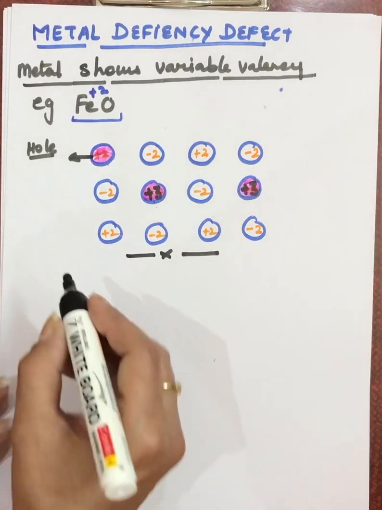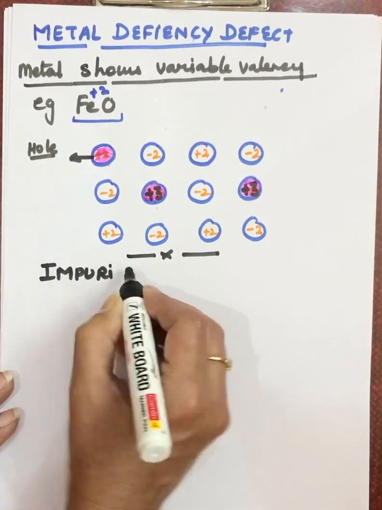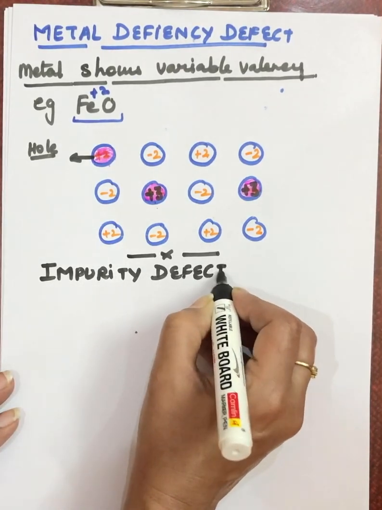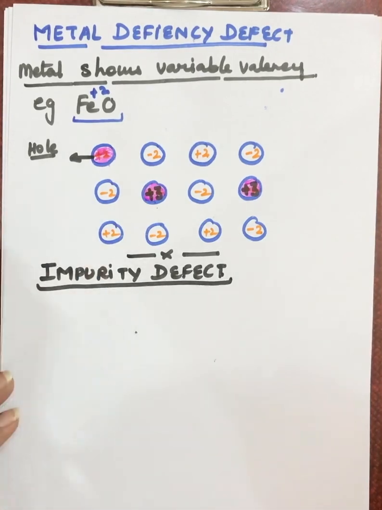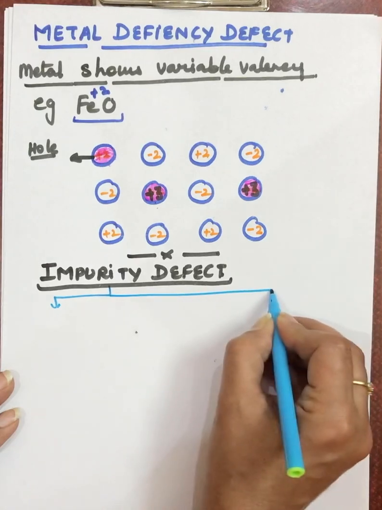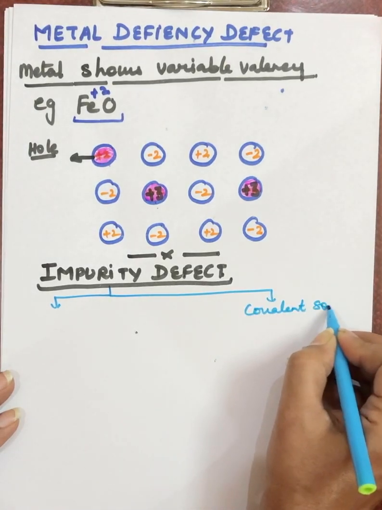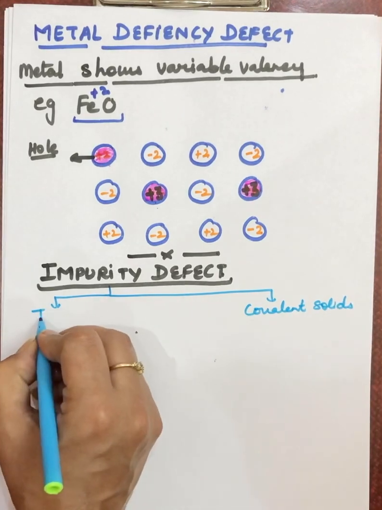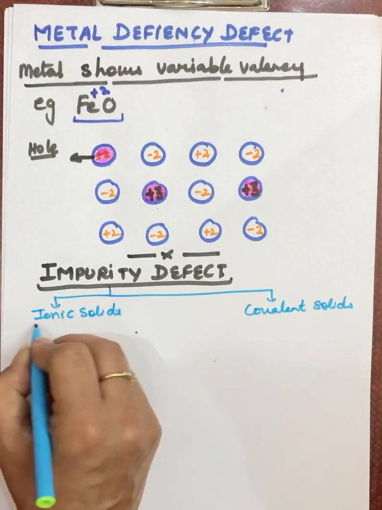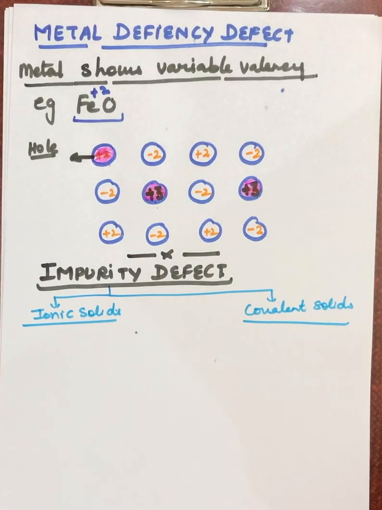After the non-stoichiometric defects, we are doing the impurity defect. This defect is also of 2 types. One is in ionic solids, and second is in covalent solids. First is this defect in ionic solids.